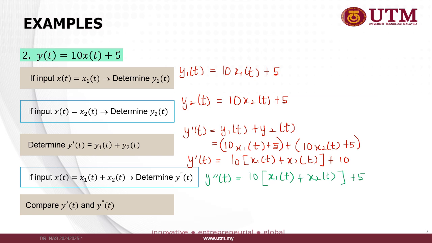In this case, you can notice that y prime (t) is not equal to y double prime (t). Why is it not equal? Okay, you may notice it's the same in this part, but at the end, in y prime (t) you have plus 10, but in y double prime (t) you have plus 5. So the system is non-linear.